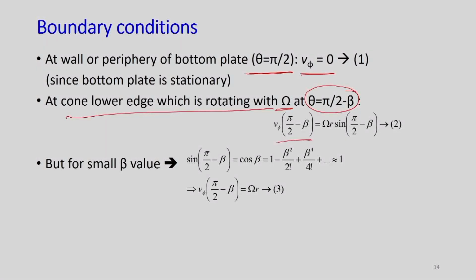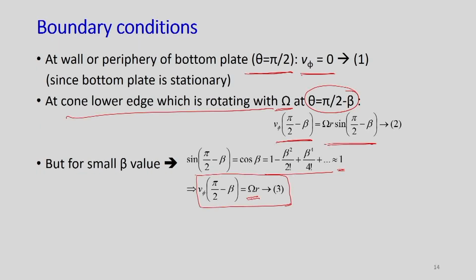So, V phi at theta equals pi by 2 minus beta is omega r sin(pi by 2 minus beta), but sin(pi by 2 minus beta) is equal to cos beta, and when beta is small, cos beta is equal to 1 minus beta square by 2 factorial plus beta power 4 by 4 factorial, etc. Higher terms can be neglected, and this is close to 1. So, what we can say at the cone lower edge is that the velocity V phi is equal to omega r.